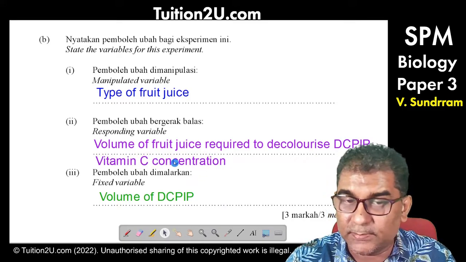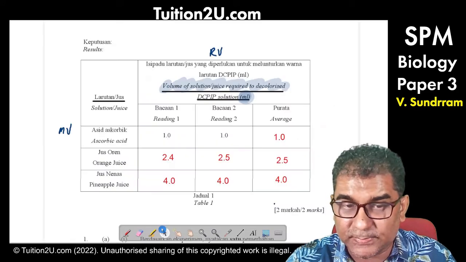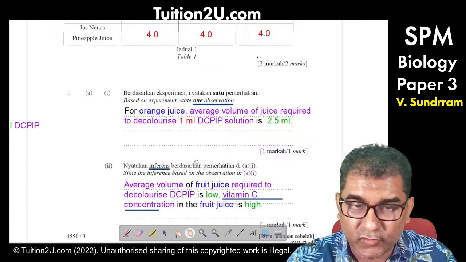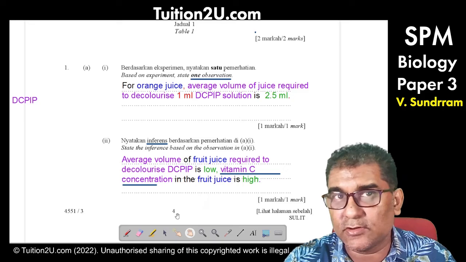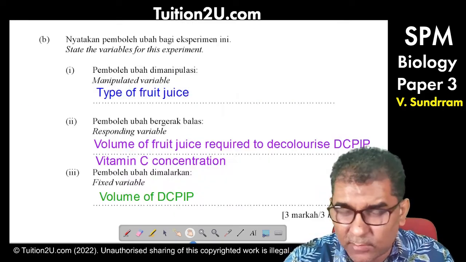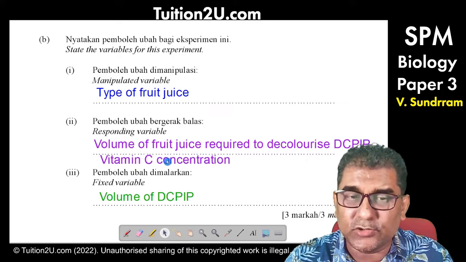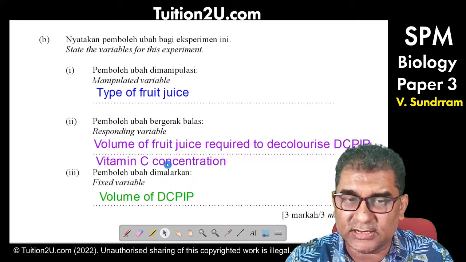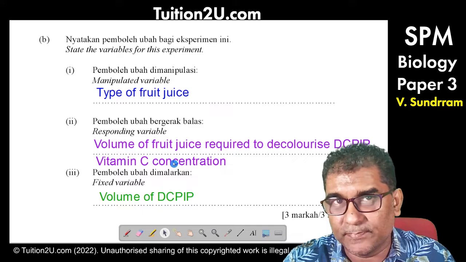I know I need vitamin C concentration when I'm explaining the inference. For my inference, I need vitamin C concentration. So I will know there are 2 responding variables. Normally, I'll call this the theory variable. You learn this in class, vitamin C concentration.